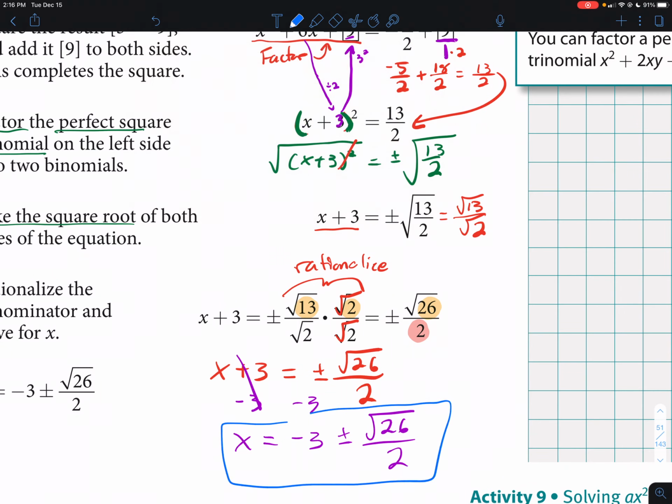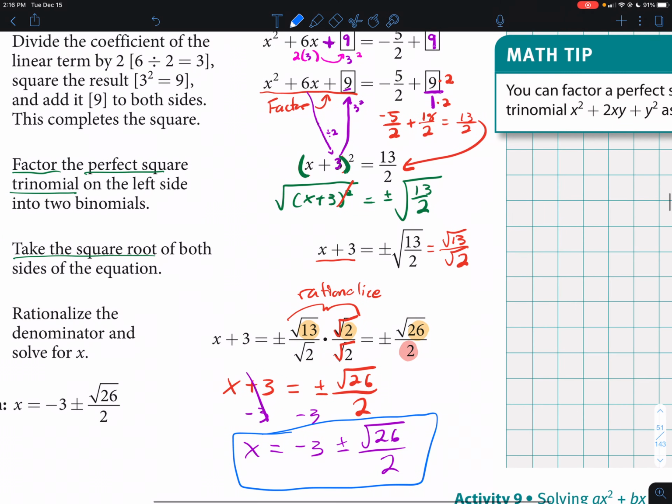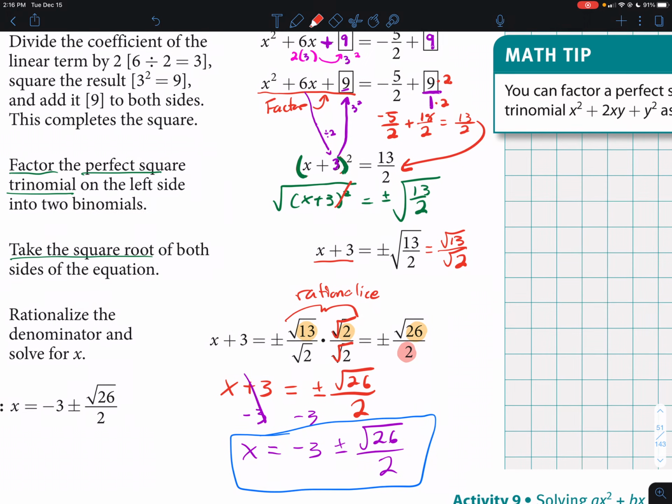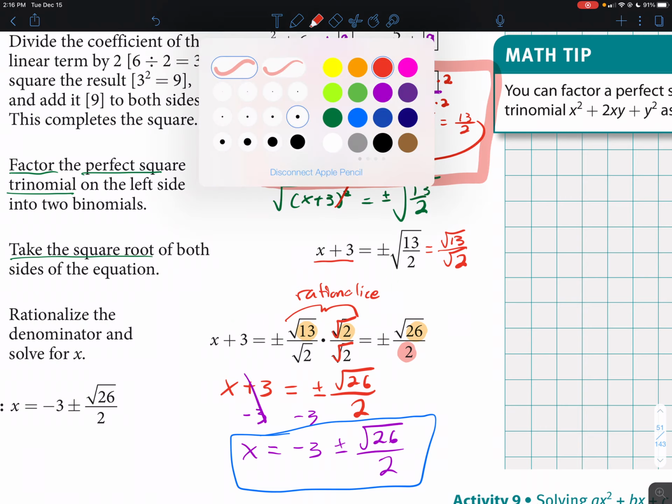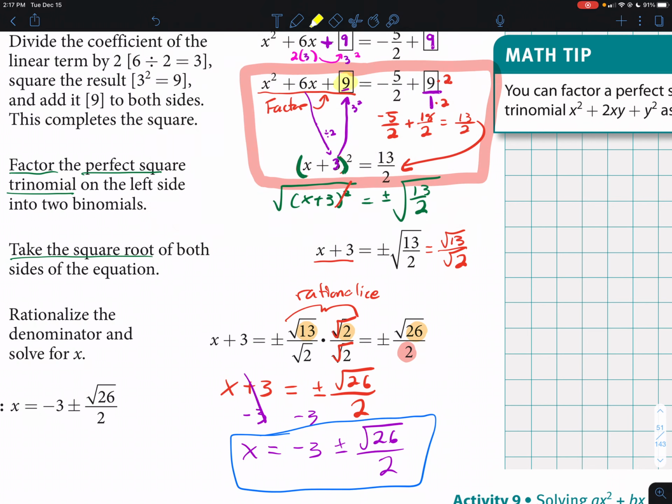So really the crux of this lesson is understanding what happens right here. Okay? What happens right in here? Like understanding where did the 9 come from? How did we change from this to this?